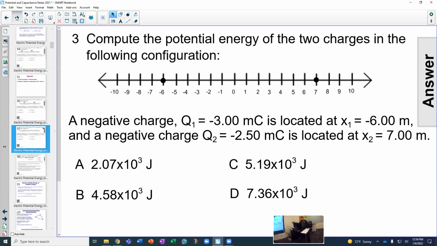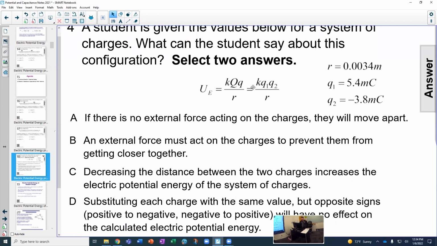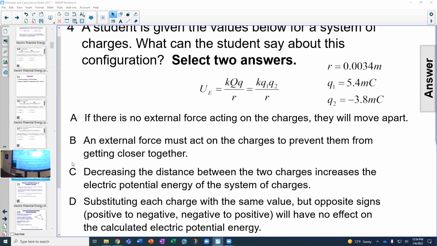And last up on our warm up here, a student is given the values below for a system of charges. What can the student say about the configuration? 2 possible answers. So here's just a reminder of the equation, but here's the information they're given. So this is one of those multiple correct ideas. Let's see if we can get everything out of the visual realm here. There you go.